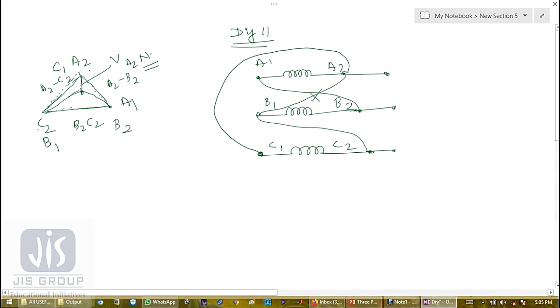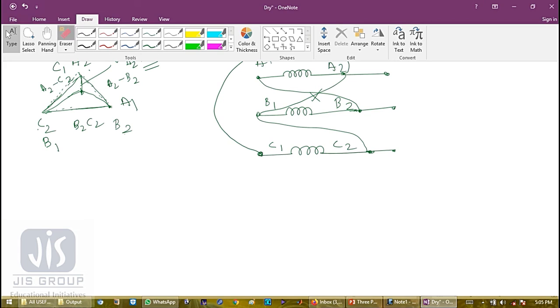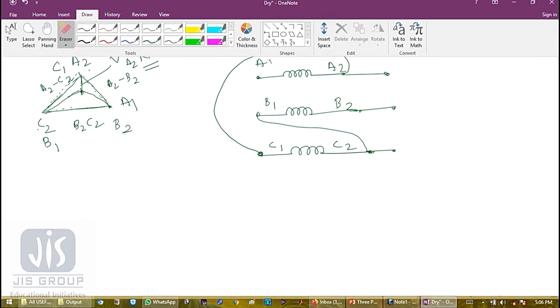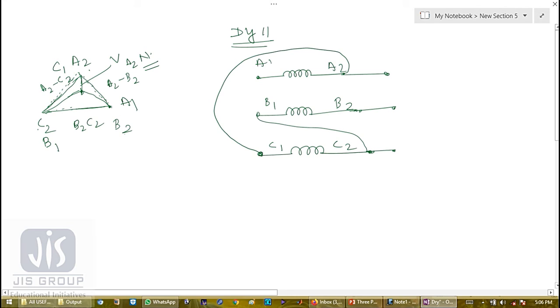So let me erase this terminal. This is not correct. So this is the connection A2, A1, B2. So A1 is connected with. So the primary voltage phasor diagram and primary winding diagram are complete.